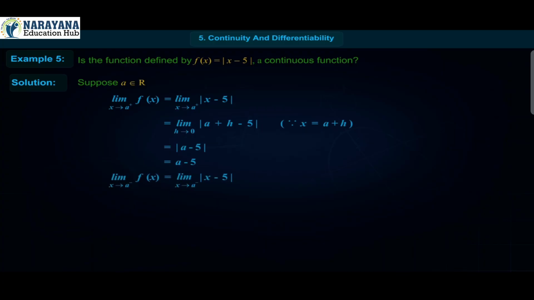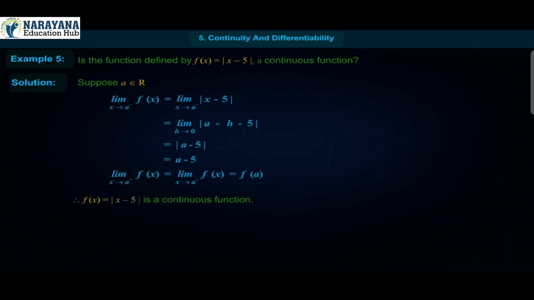Limit x tends to a minus f of x is equal to limit x tends to a minus modulus of x minus 5 is equal to limit h tends to 0 modulus of a minus h minus 5 is equal to modulus of a minus 5 is equal to a minus 5. Limit x tends to a plus f of x is equal to limit x tends to a minus f of x is equal to f of a. Therefore, f of x is equal to modulus of x minus 5 is a continuous function.